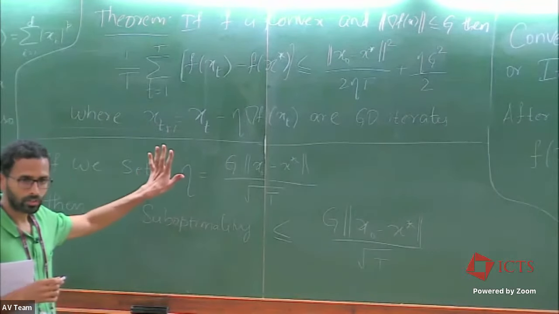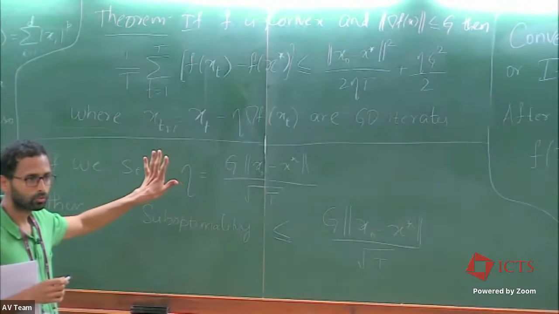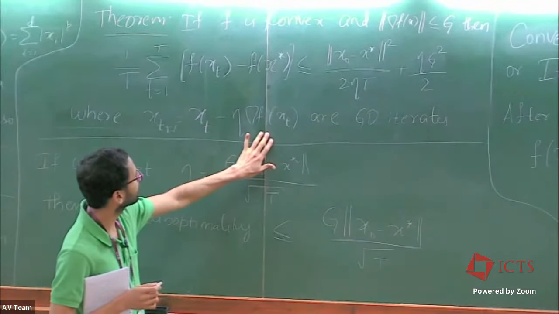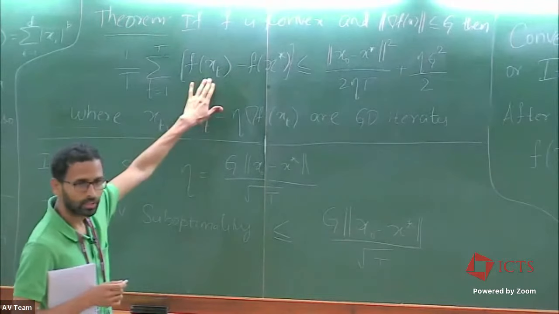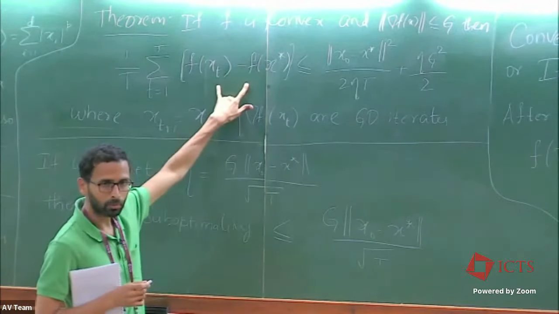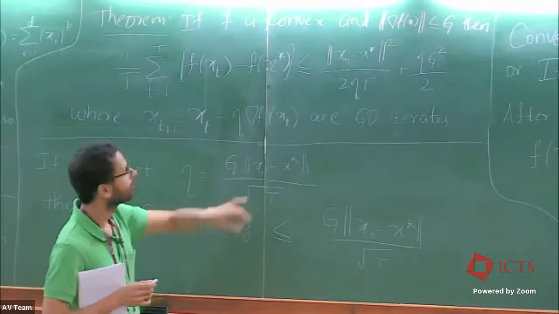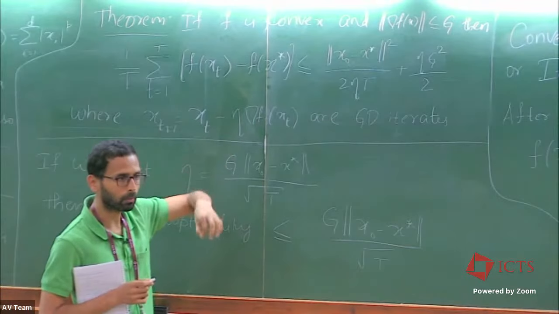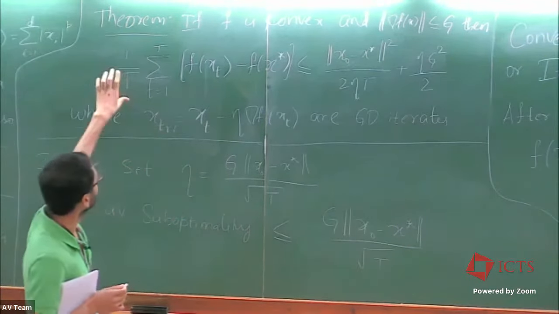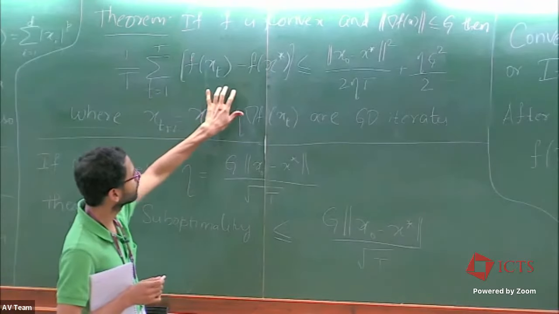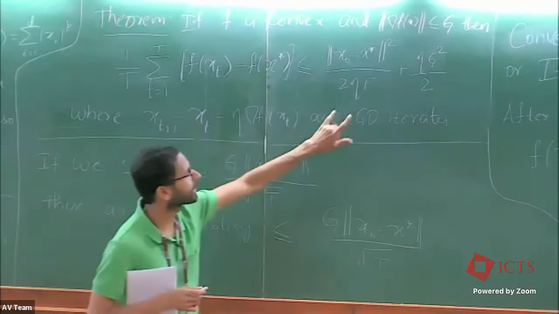Any question about the result or why this is useful? What we are saying is that if we do t iterations of gradient descent, we will have seen t different iterates of xt. This measures the suboptimality of the tth iterate, because we are looking at f of xt minus f of x star, where x star is the global optimum of the function. Then we are taking the average over all the t iterates. So the average suboptimality is bounded by this right-hand side.